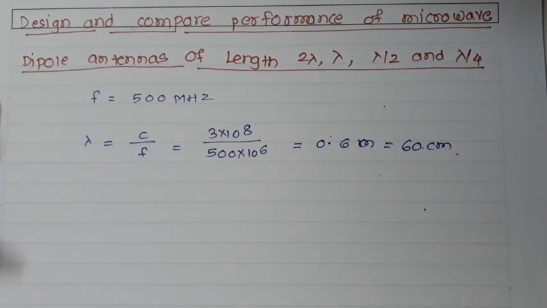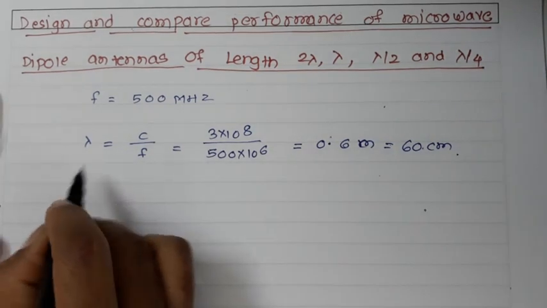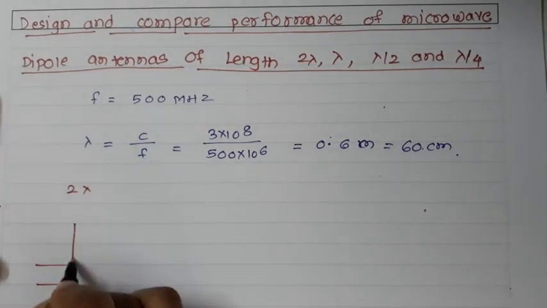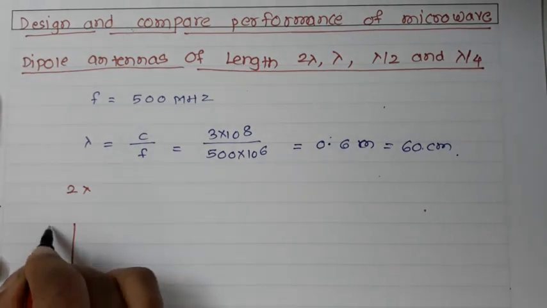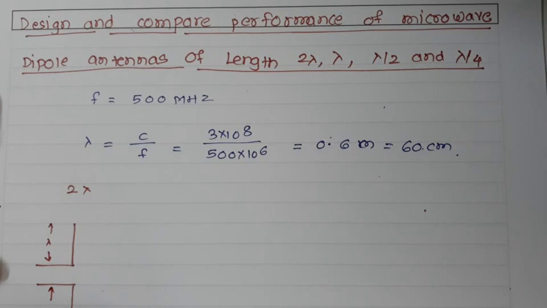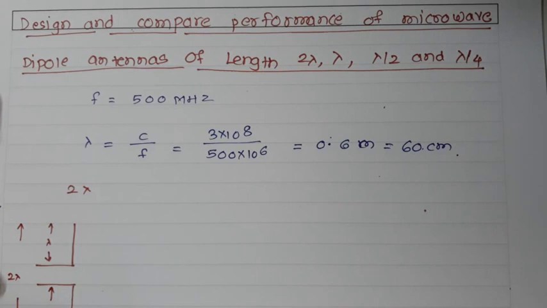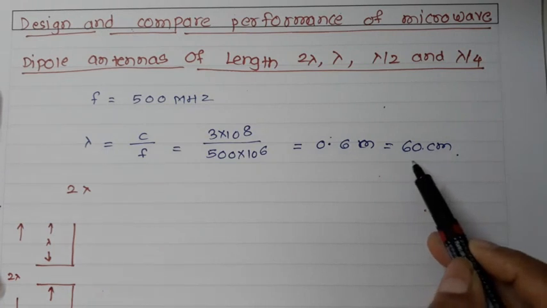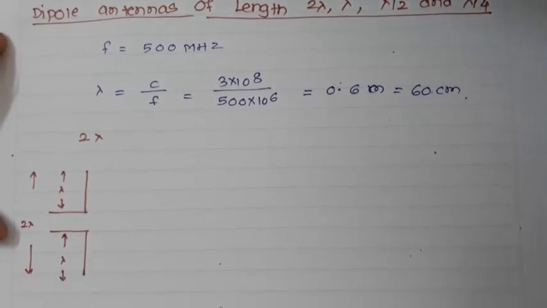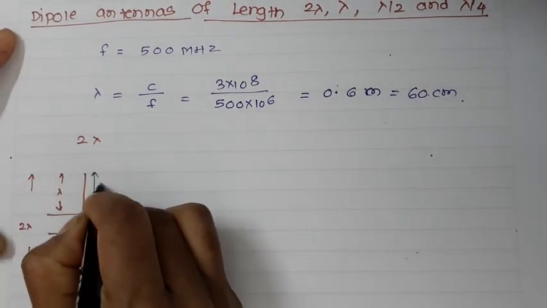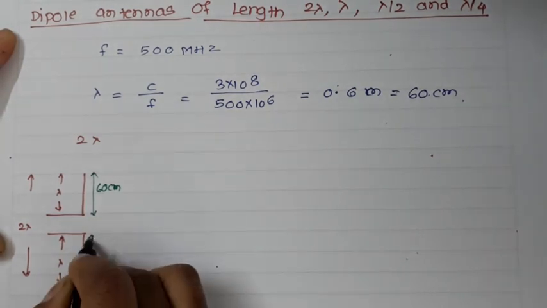I'll talk one by one about each and every antenna. So the antenna of length 2 lambda: this is the feed point, and each element over here is nothing but the length of lambda. Right now I can see my lambda is 60 centimeters, and that's why for the 2 lambda, this length must be 60 centimeters and this length must be 60 centimeters.